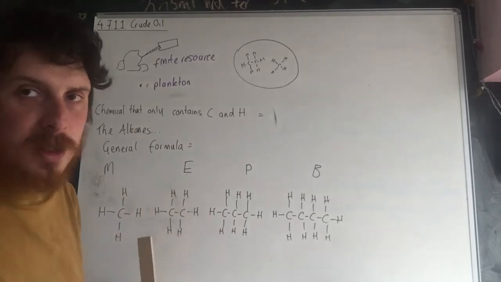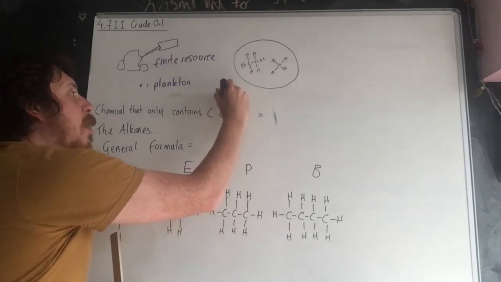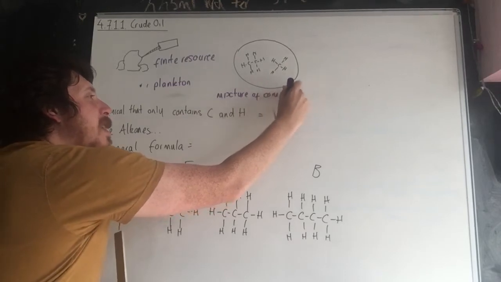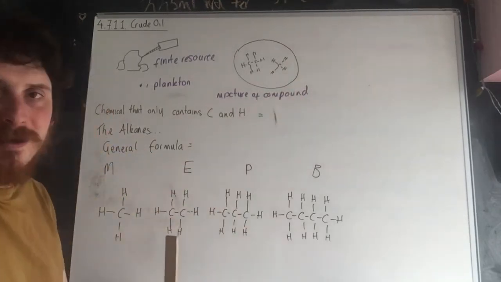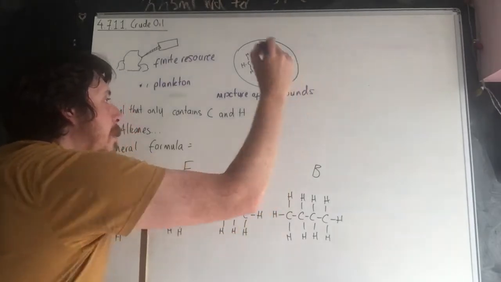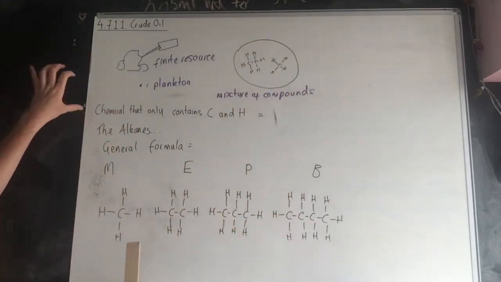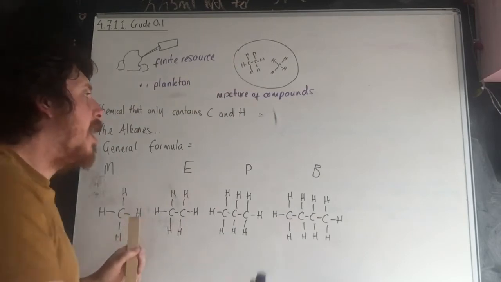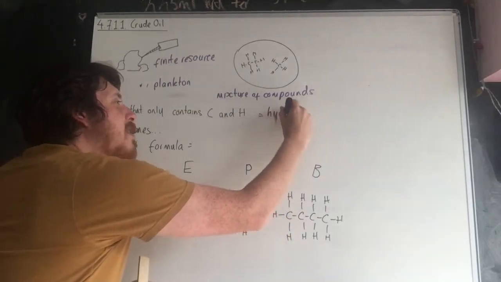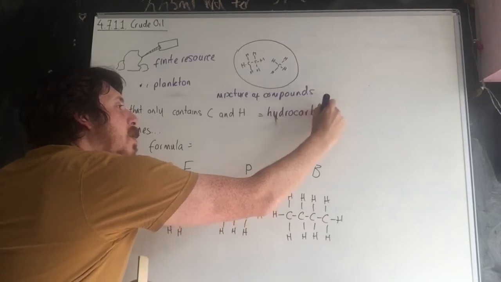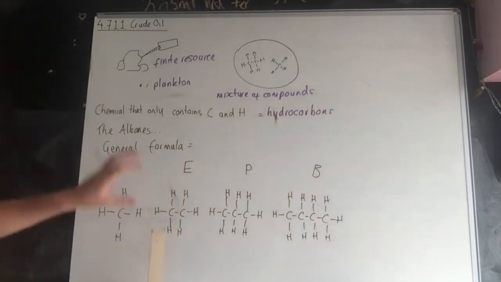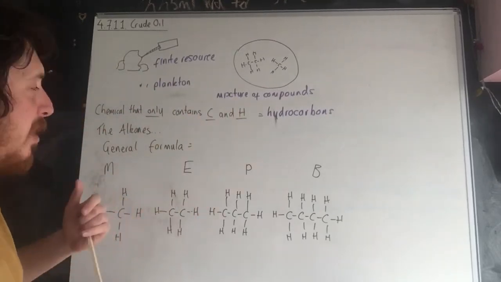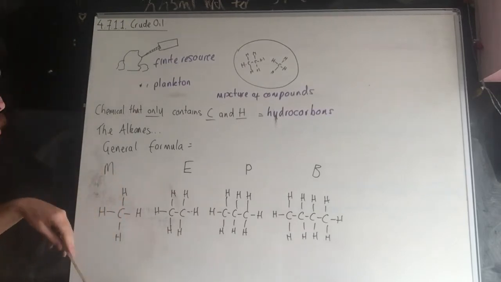Crude oil is not one single substance, it is a mixture of compounds. There are lots of different compounds contained within crude oil, and we'll look at the separation of that later. Compounds is plural. Usually it's made from different chemicals that only contain carbon and hydrogen, so it's made from different hydrocarbon compounds. If you get asked what is a hydrocarbon, it's a chemical that only contains carbon and hydrogen. So that's what a hydrocarbon is, and they are plentiful within crude oil.